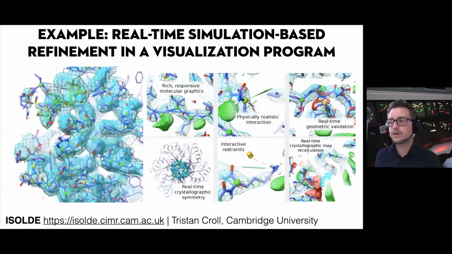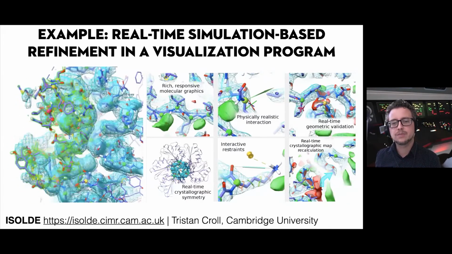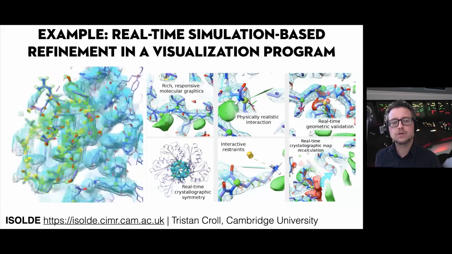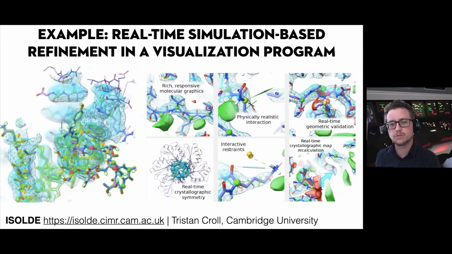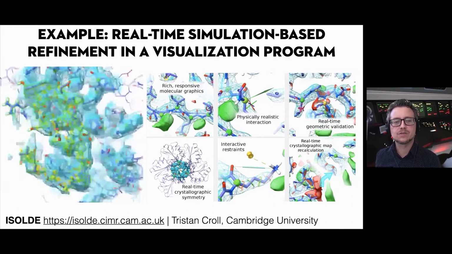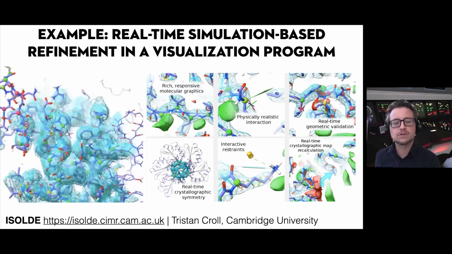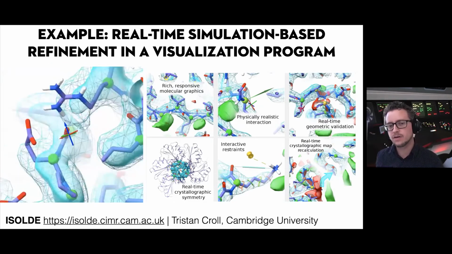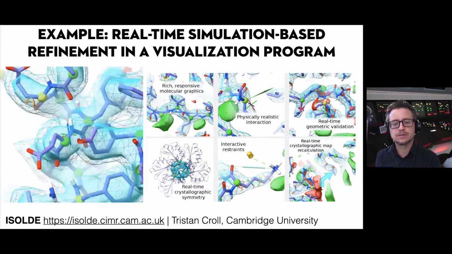Just to give you one quick example, this is ISOLDE, built by Tristan Croll at Cambridge University. He's just using OpenMM as a way of doing real-time dynamics with restraints to the electron density to do interactive real-time modeling. And in this case, he's rethreading a helix that was mismodeled by the structural biologists. You can do all sorts of amazing things by easily augmenting this with additional forces and then running on the GPU as you're doing other kinds of things.